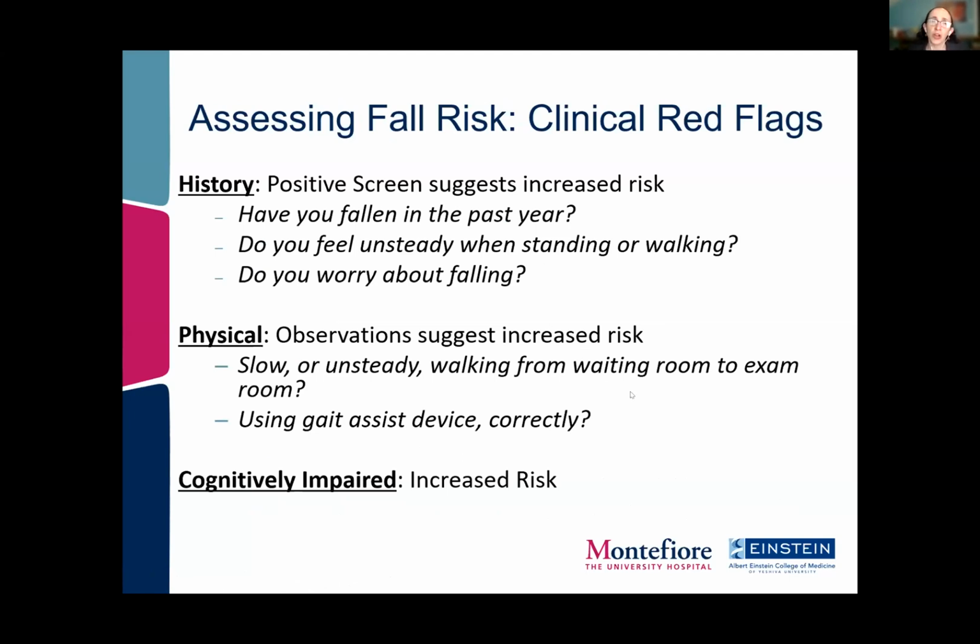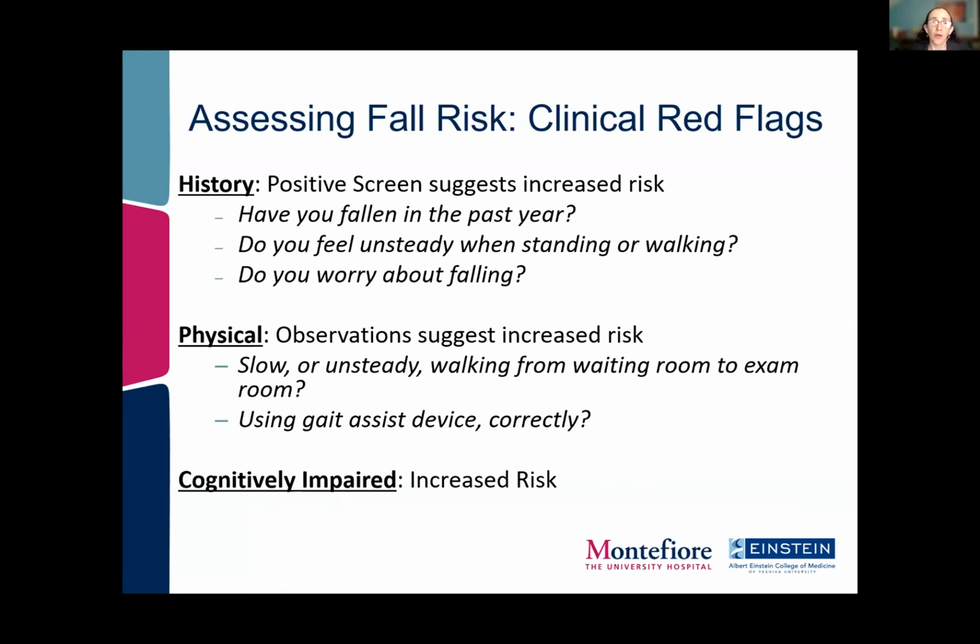We look for clinical red flags in the history or the physical. We know, of course, that any older adult who's cognitively impaired is at increased risk of falls just because of the cognitive impairment, absent any other risk factors. So we have to pay closer attention to that.